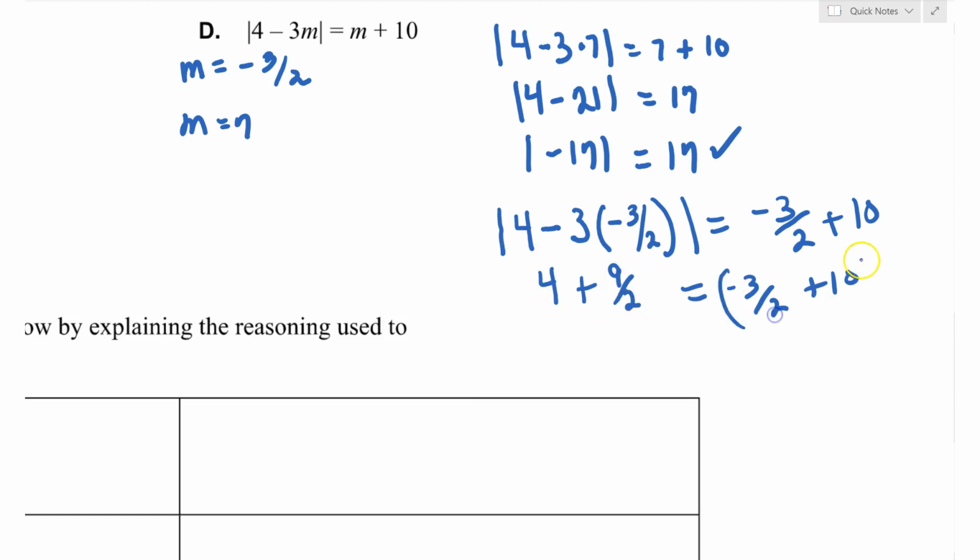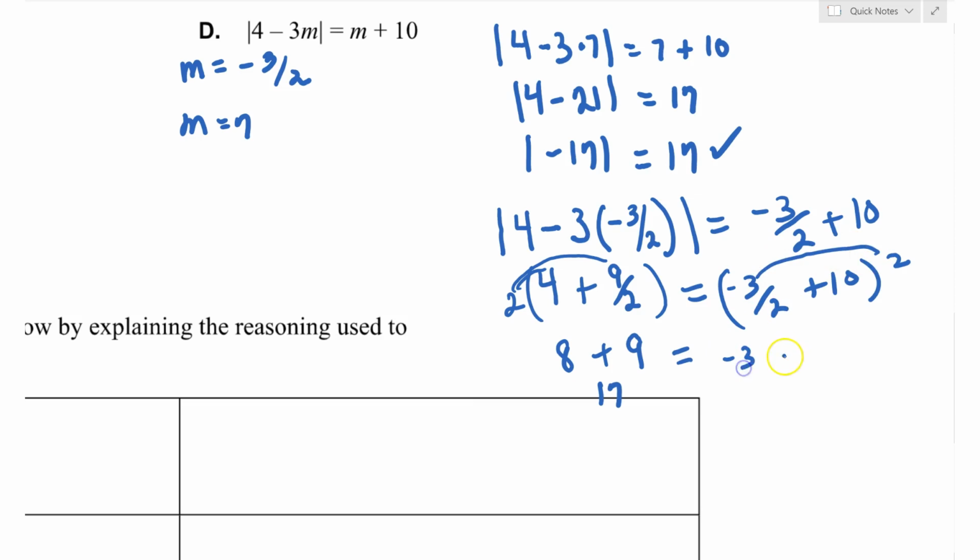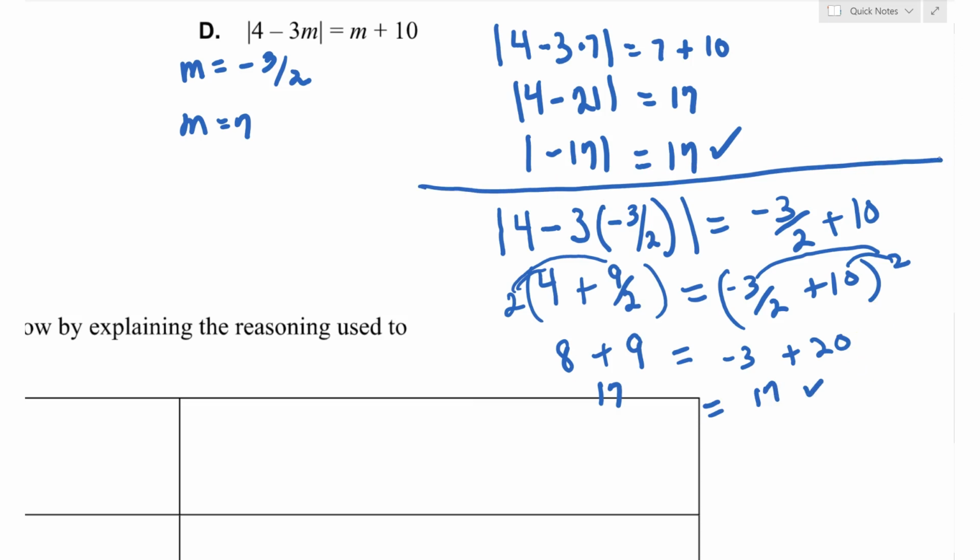So what I'm going to do is multiply both sides by 2. So that's my common denominator. 2 times 4 is 8 plus 2 times 9 is 18, divided by 2 gives you 9. 8 plus 9 gives you 17. 2 times negative 3 gives you negative 6, divided by 2 gives you negative 3, plus 2 times 10 is 20. Negative 3 plus 20 gives you 17, so it does check. I know some of you don't like to work with fractions, but we do have some.